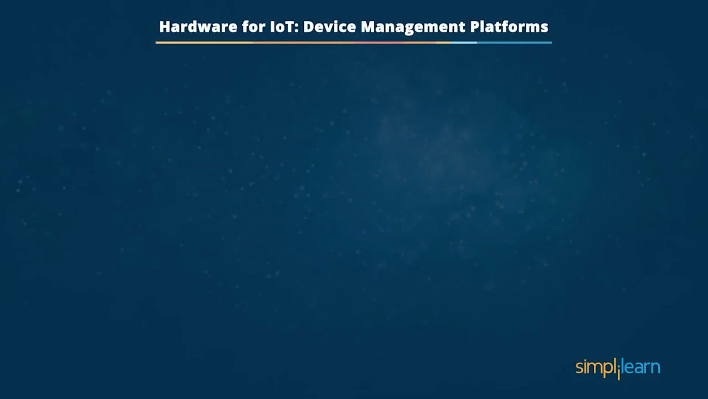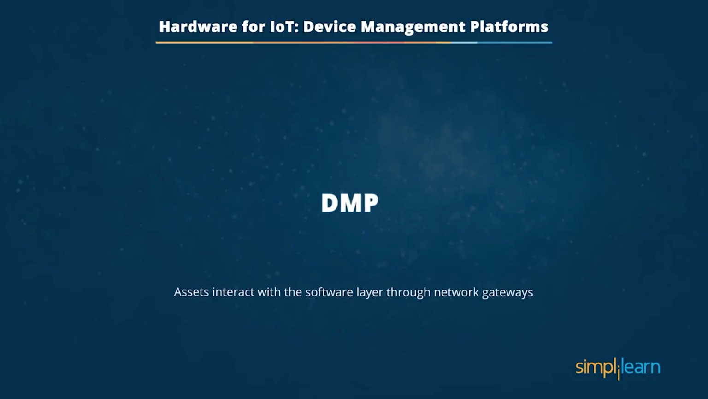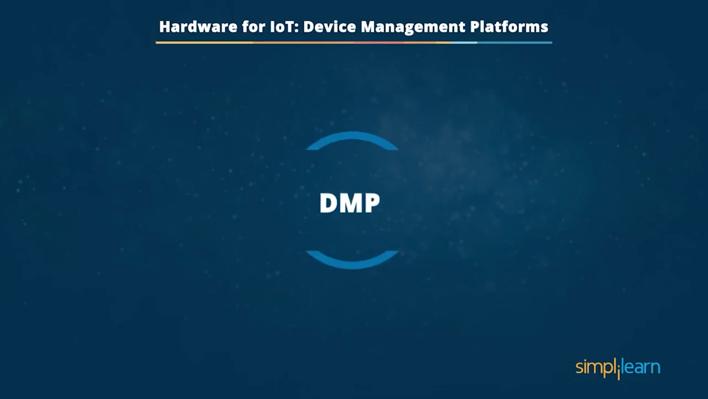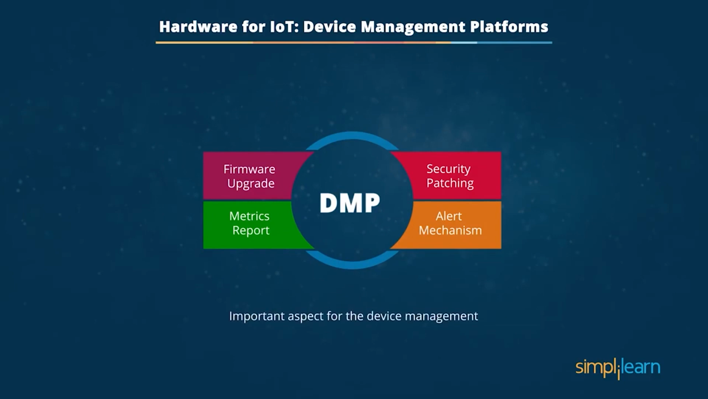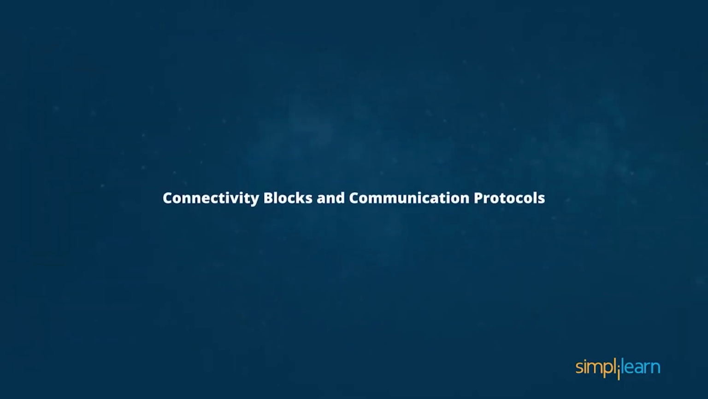The second most crucial aspect of IoT is device management platforms, or DMPs. The DMPs, as they are shortly called, are the platforms through which the assets interact with the software layer through network gateways. DMPs come with various functionalities, which include firmware upgrades, security patching, and reporting of metrics. They also help develop alert mechanism for industrial equipment with more open source OS like Arduino. Overall, it is an important aspect of the management of the device penetration. Connectivity blocks.